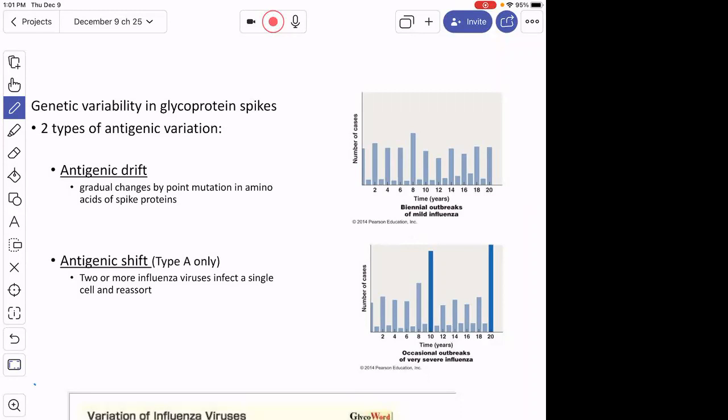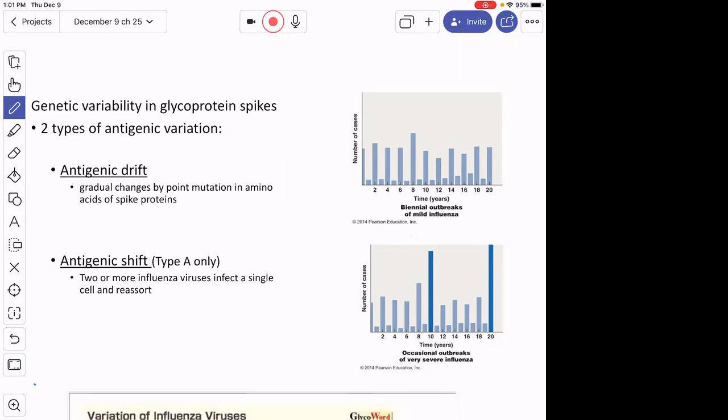Last time, remember, influenza virus is in the family Orthomyxoviridae. These are negative sense single-stranded RNA viruses. We talked a little bit about the structure of the virion, and where we ended up was those two spike proteins, hemagglutinin and neuraminidase, H and N.